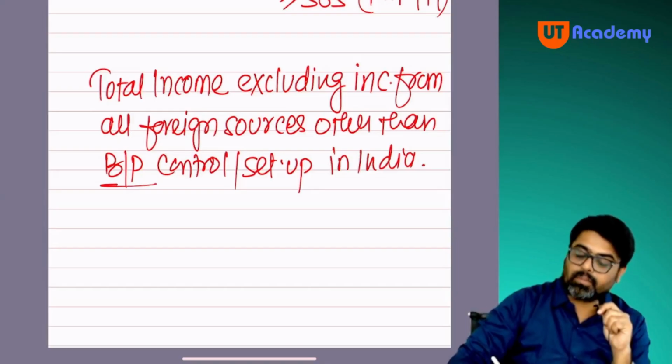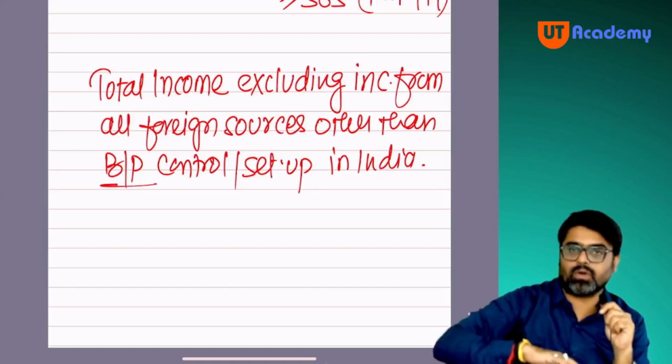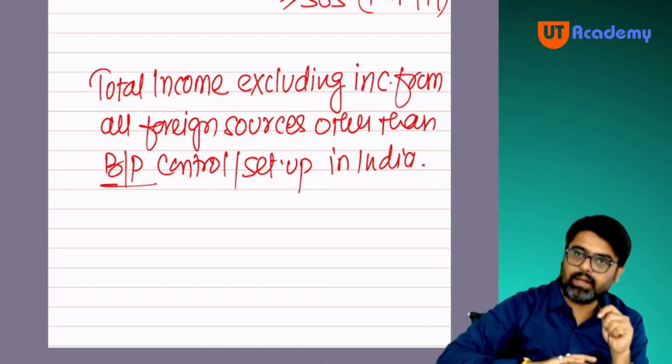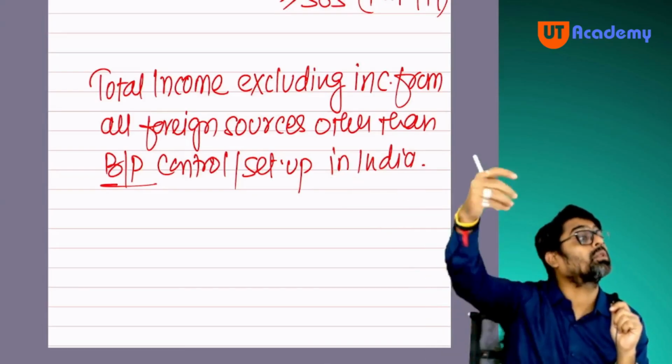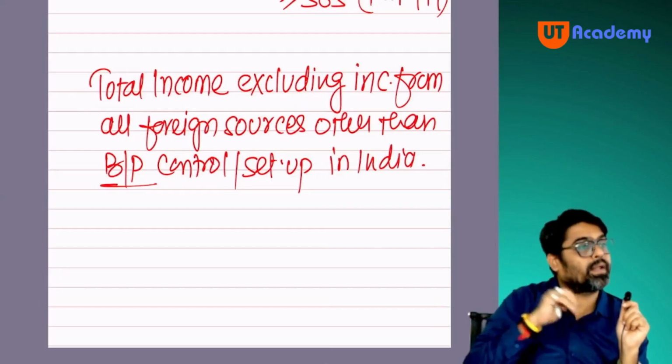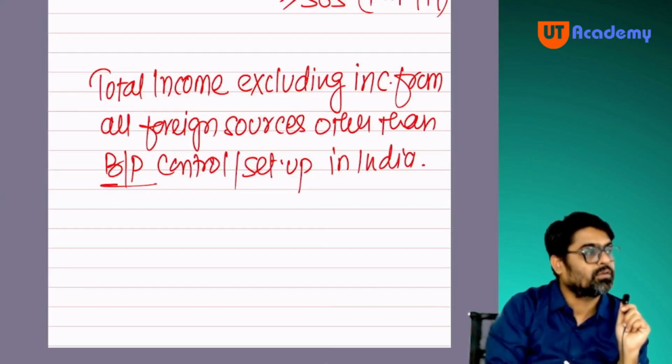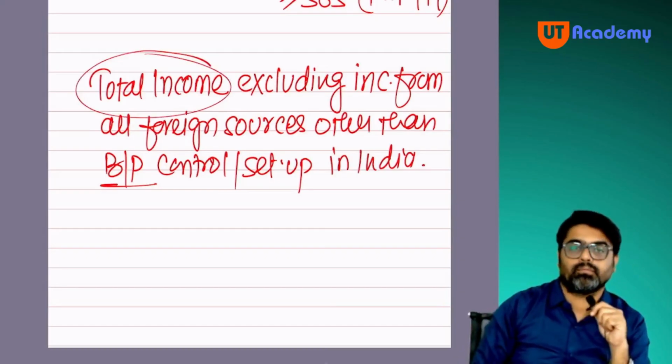So if there is a business or profession outside India which is controlled from India or which is set up in India, that is a foreign source. Take the income of that source, but don't take the income of other foreign sources. Yes or no? Will you take the income of Indian sources? Now calculate your total income.